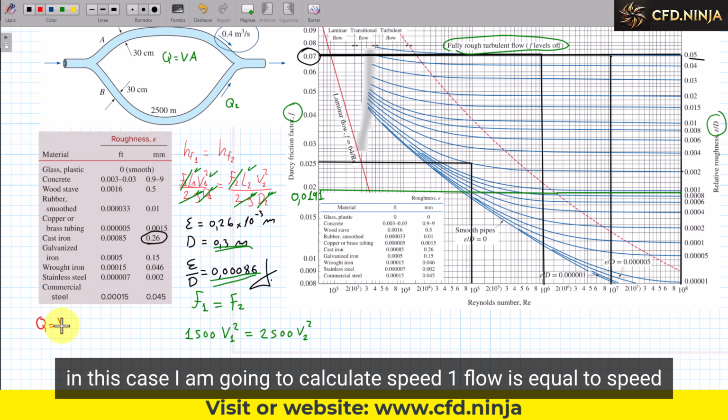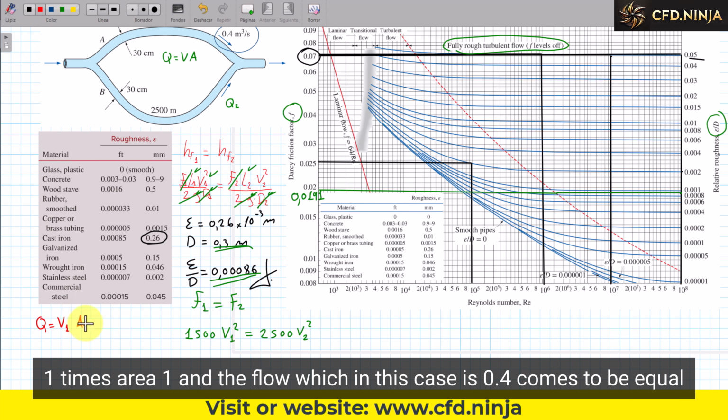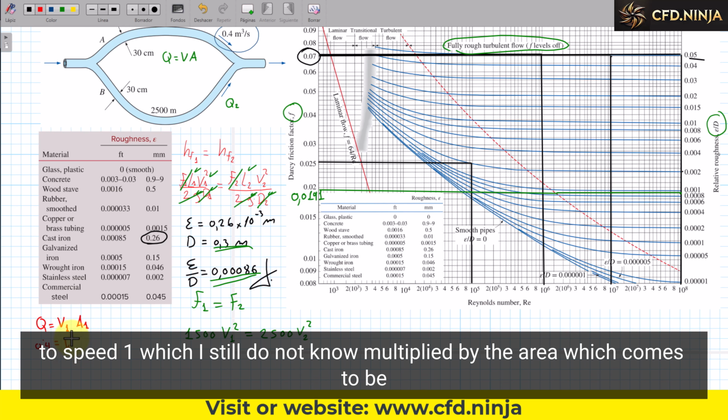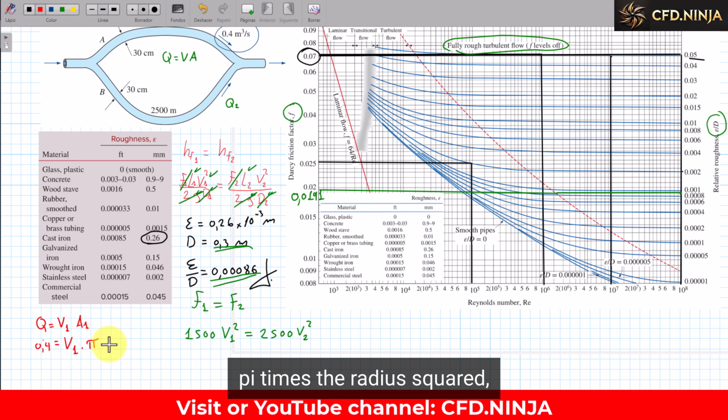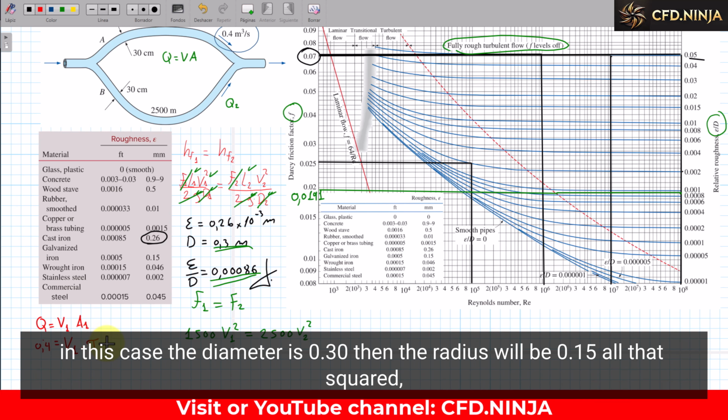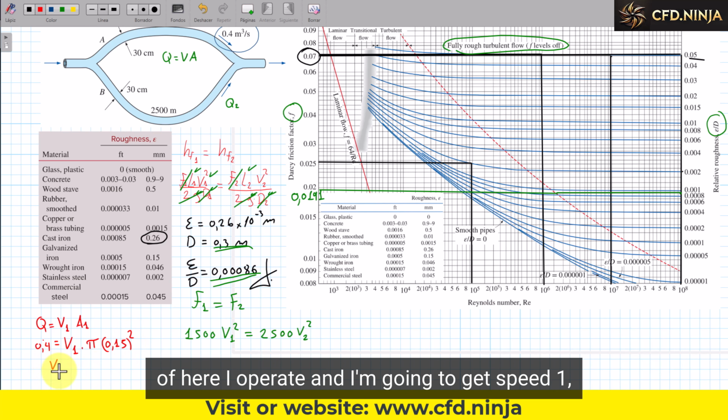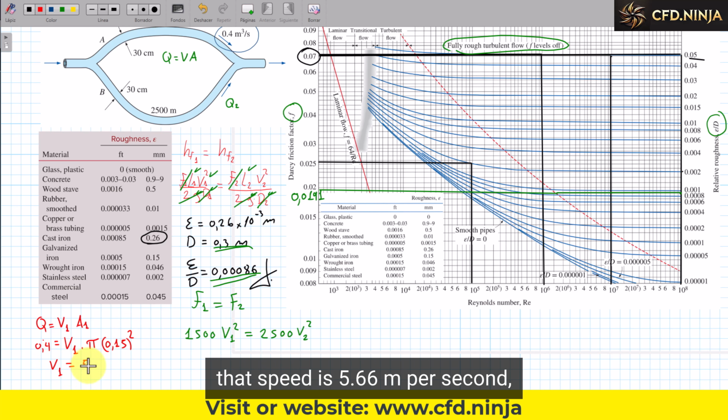Flow 1 is equal to speed 1 times area 1, and the flow, which in this case is 0.4, is equal to speed 1, which I still do not know, multiplied by the area, which is pi times the radius squared. In this case, the diameter is 0.30, then the radius will be 0.15. All that squared, I operate, and I'm going to get speed 1. That speed is 5.66 meters per second.